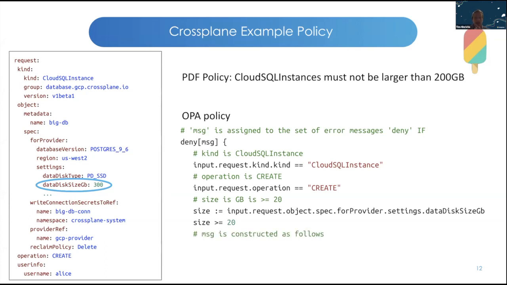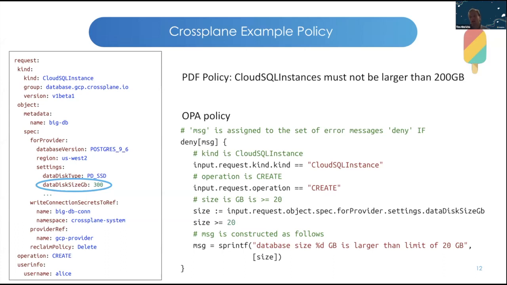And so now finally, we're just going to construct the error message that gets returned to the user, which is just to say that the database size in gigabytes is larger than the limit of 20. Okay, so that's the policy that you would inject into OPA, and there are a couple of different ways to do that.